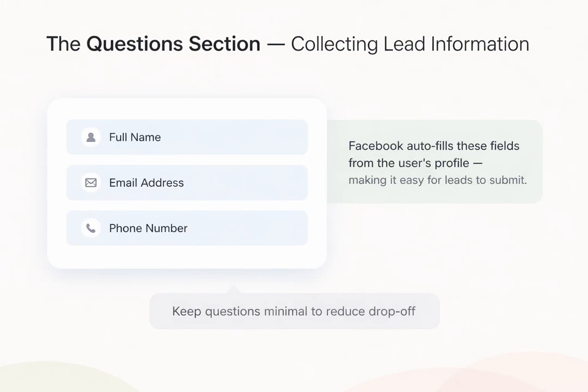Next comes the questions section. This is where you collect the actual lead information. The standard fields are name, email address, and phone number. One of the biggest advantages of Facebook Instant Forms is that Facebook automatically pre-fills these fields using the user's profile data. That means the user barely has to type anything, which significantly reduces the chance they'll abandon the form halfway through. The advice here is to keep your questions minimal. Only ask for what you truly need.